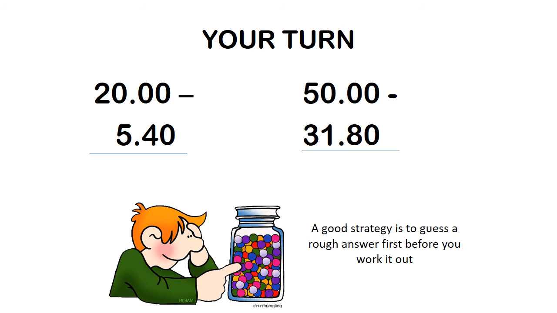So here's our final couple of questions. Now, a good strategy to use when you're doing questions like this is to work out a rough answer before you work it out. So you look at the first question on the left-hand side, $20 take away roughly $5 is about $15. And the question on the right, $50 take away roughly $30 is about $20. Okay, so let's see how close we were. I want to make $5.40 up to $6. So I've got to add 60 cents. Once it is $6, 20 take away 6 is 14. See how close it was to 15 to our guess?